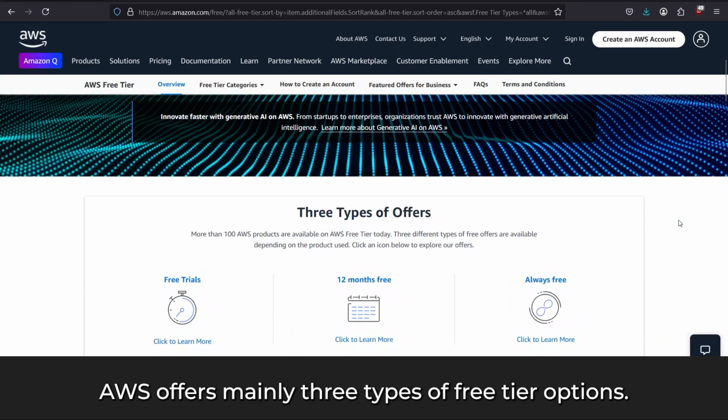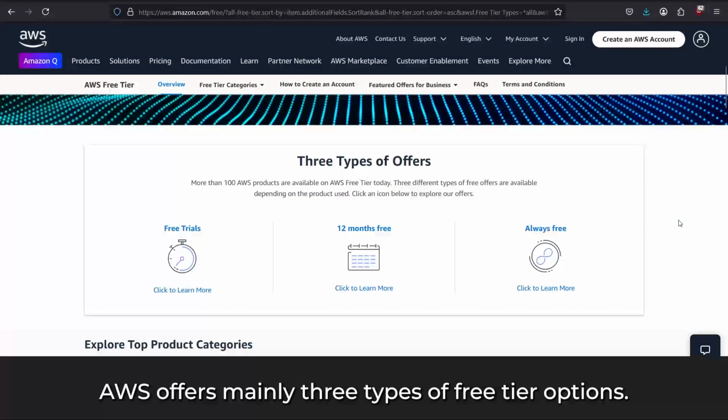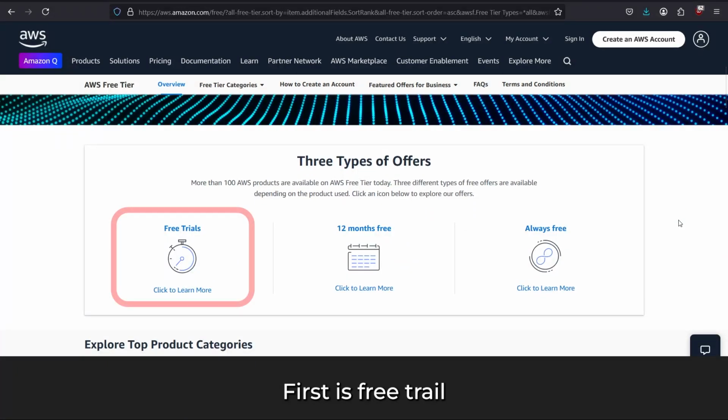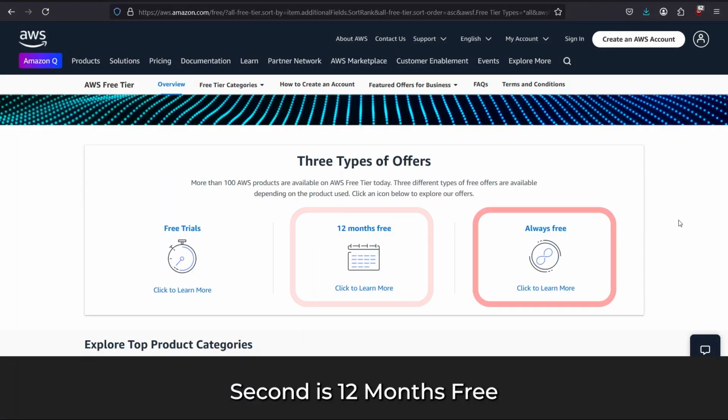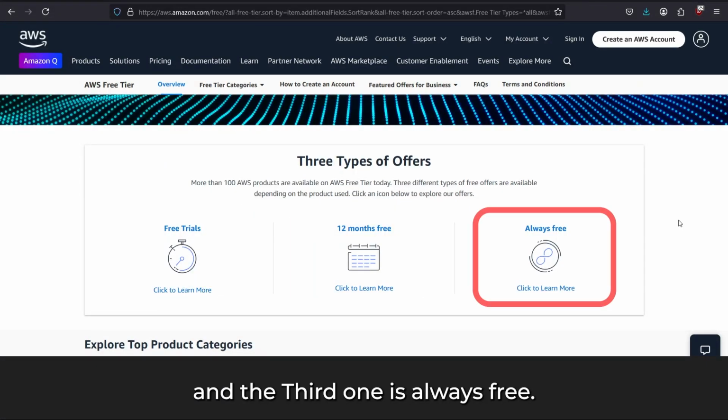AWS offers mainly three types of free tier options. First is free trial, second is 12 months free, and the third one is always free.